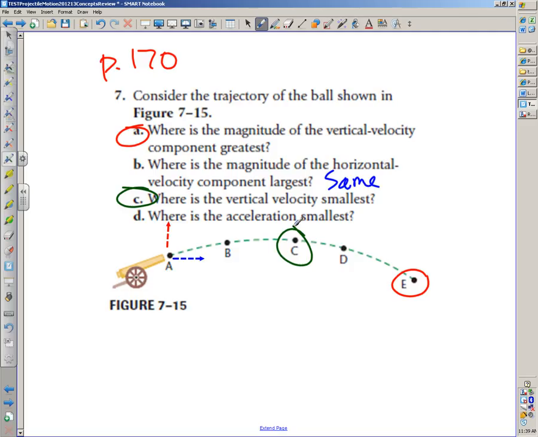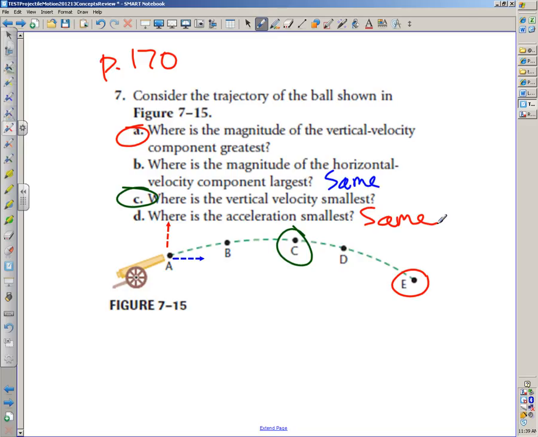Then for D, where is the acceleration the smallest? The answer there is the acceleration is exactly the same throughout the entire flight. Because what's the only thing that's affecting it? Gravity. And gravity doesn't change from A to B to C to D, or E. Okay. Yes, Jeff? I have a question for A.